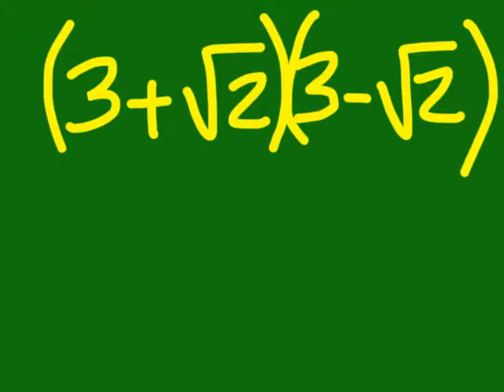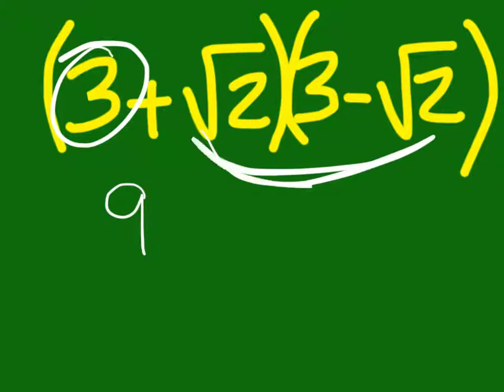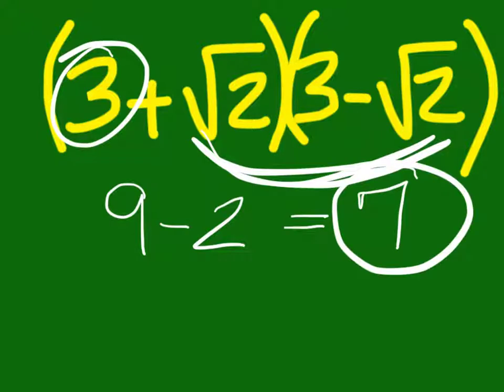Now if I had 3 plus the square root of 2 and 3 minus the square root of 2, what would the answer be? Three squared is 9. This times itself is what? 2. 9 minus 2 is what? 7 would be the answer.